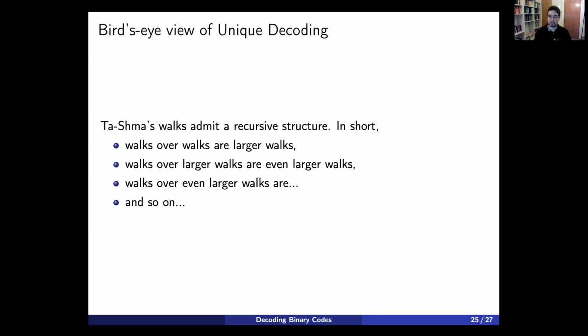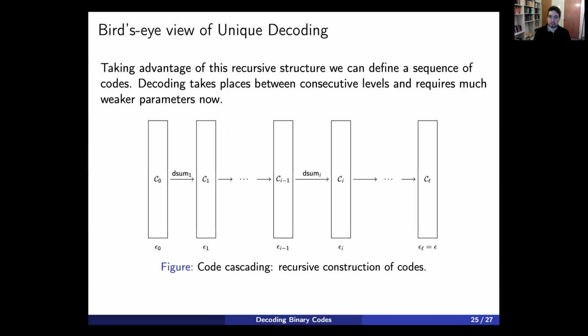In short, you can see that if you take a walk in which every vertex is a walk itself, then you're going to end up with a larger walk. Now, if you take a walk over larger walks, then you're going to have an even larger walk, and so on, right? This recursive nature allows us to define a sequence of codes. Instead of going in one shot from the base code all the way to a code of bias epsilon, we are going to form it incrementally. You do a direct sum and form code C1, direct sum, form code C2, and so on and so forth.